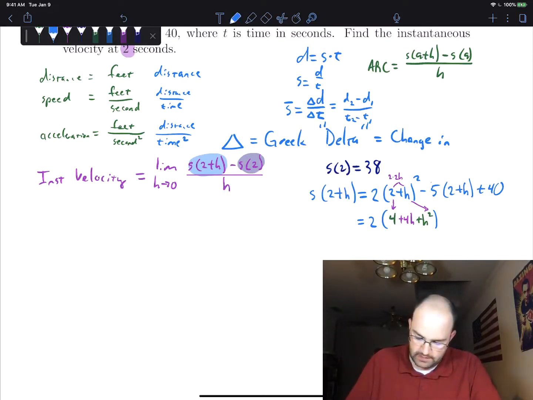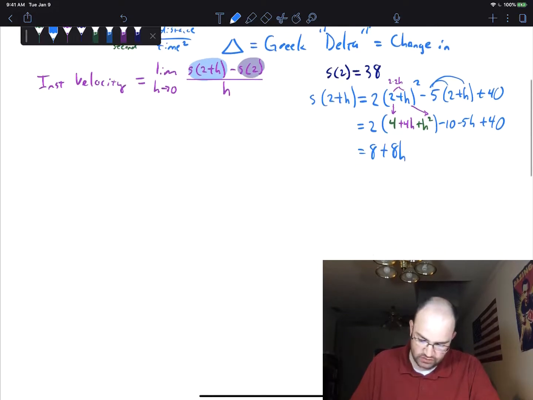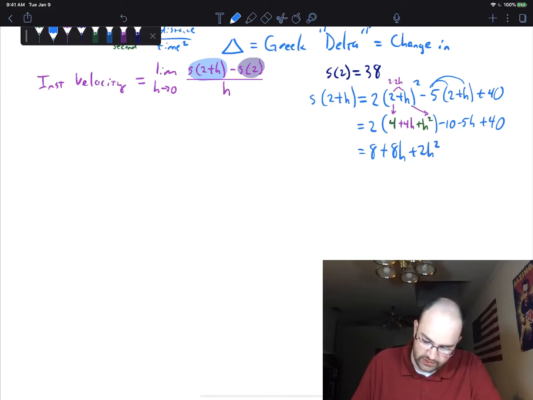Okay, now just distribute the negative 5, making that negative 10 minus 5h plus 40. And at this point, distribute the 2, which gives us 8 plus 8h plus 2h squared, and then minus 10 minus 5h plus 40.